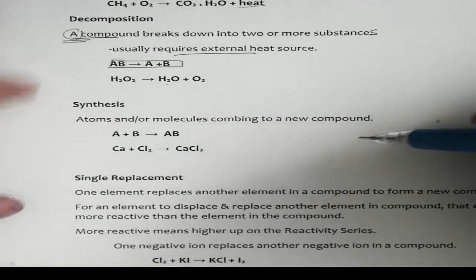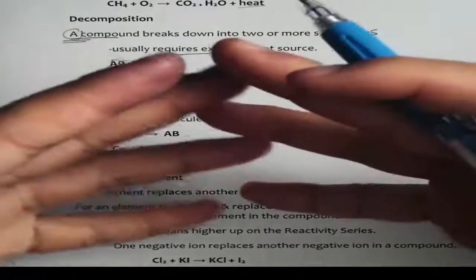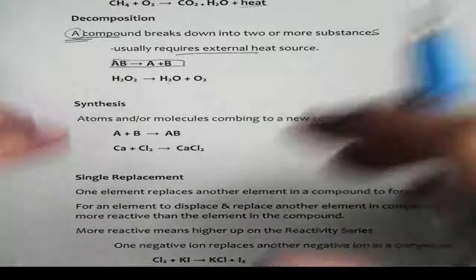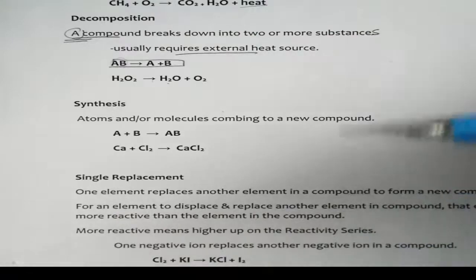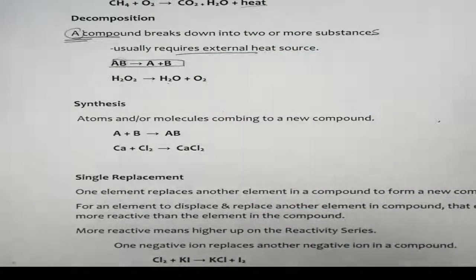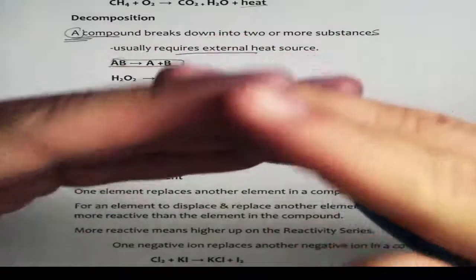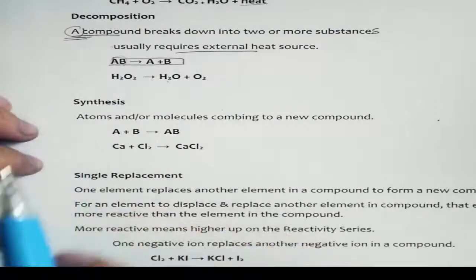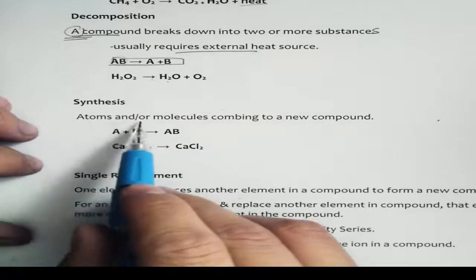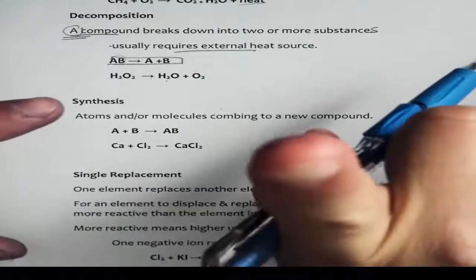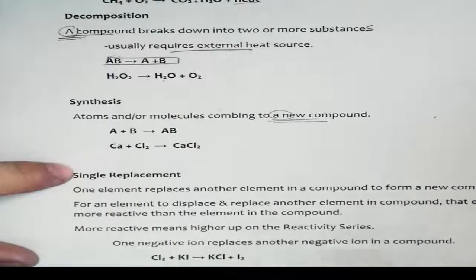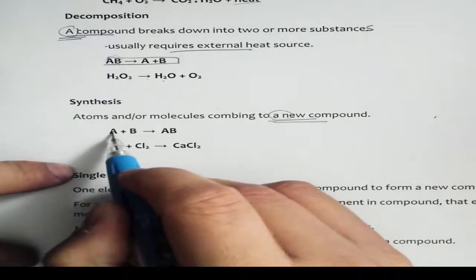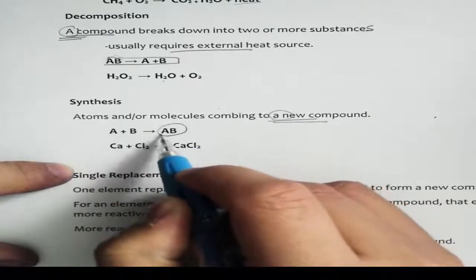Then we have the opposite of decomposition, which is putting things back together. In this case, we call it synthesis. When we synthesize something, we combine the little pieces together to make a larger substance. In a synthesis reaction, atoms and/or molecules combine to make a new compound. Notice this is a singular form, so we are making one new compound. In this case, substance A and substance B combine to make one new product. So keep that in mind.